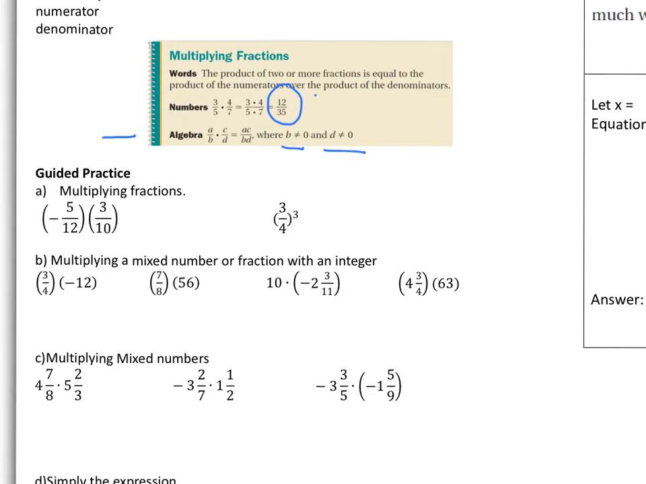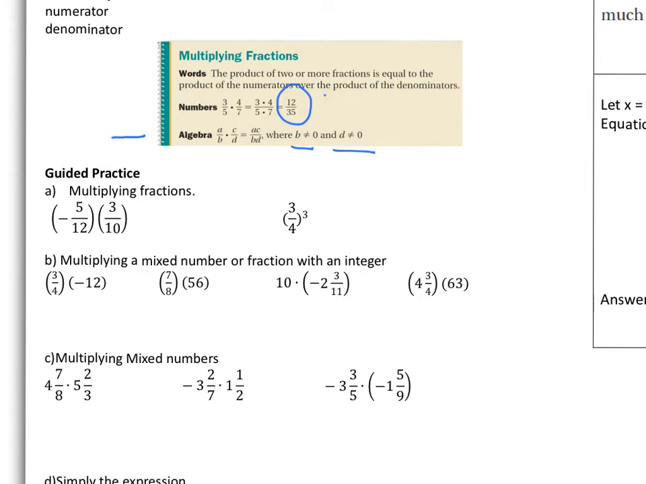I'm going to show you a way that will lead you to the answer more quickly. I'm going to simplify before I multiply. Okay, so here I see that I can simplify 5 and 10.